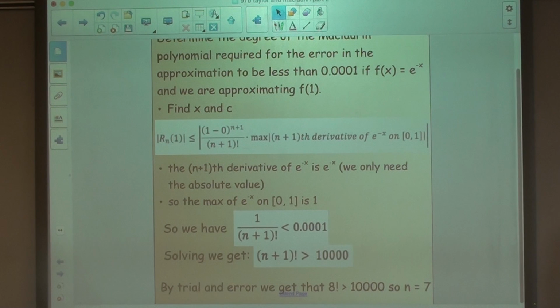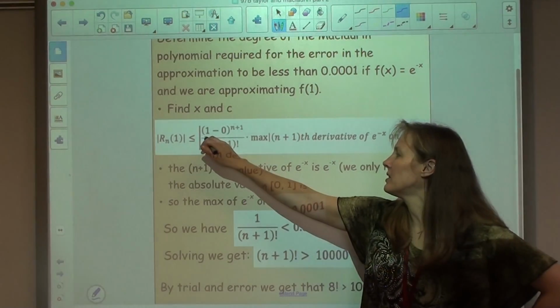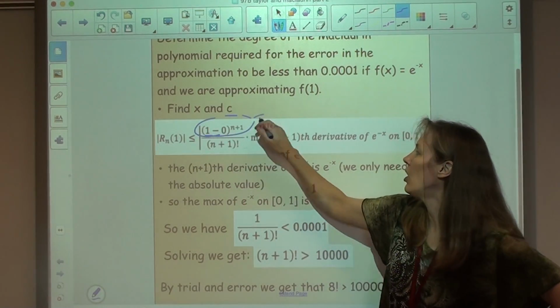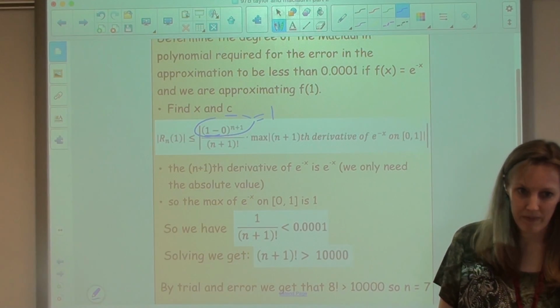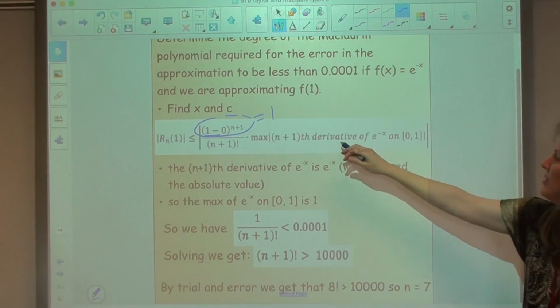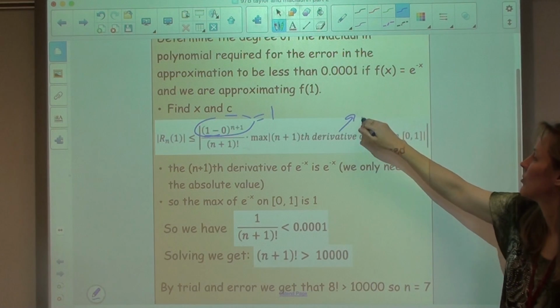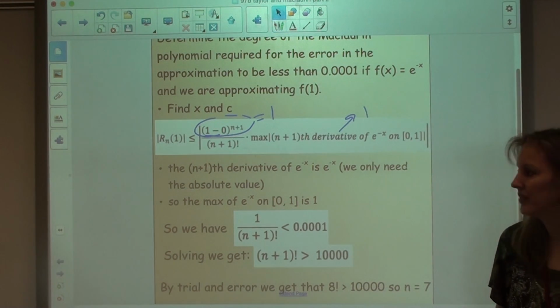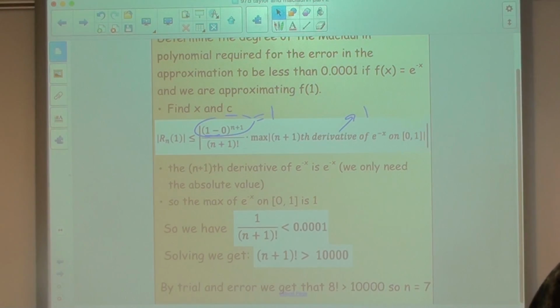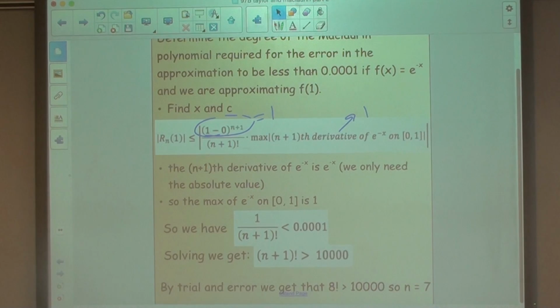I'm confused how you got from the formula to 1 over n plus 1 factorial is less than. Well, 1 minus 0 to the n plus 1 is always 1, right? Because 1 to any power is 1. And then this max we figured out was 1. So it's the first number that's greater than 1. The first number that works. Yes.